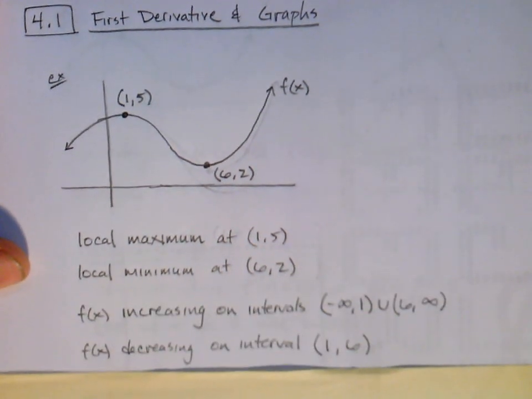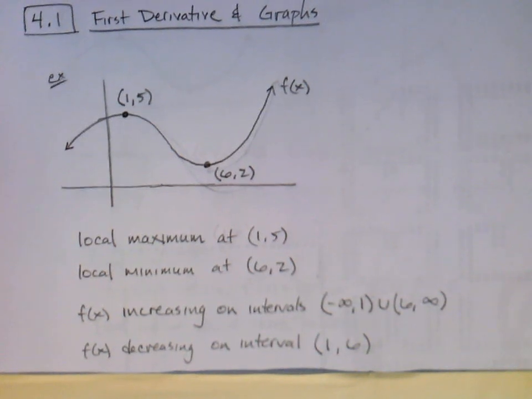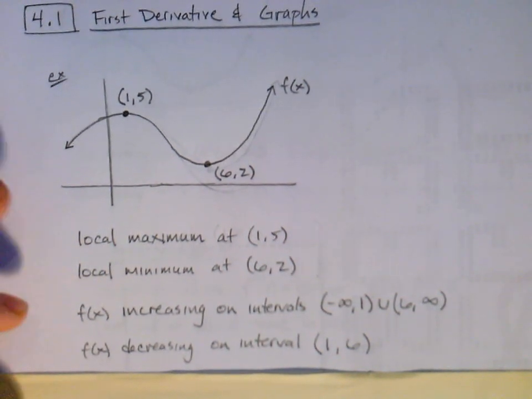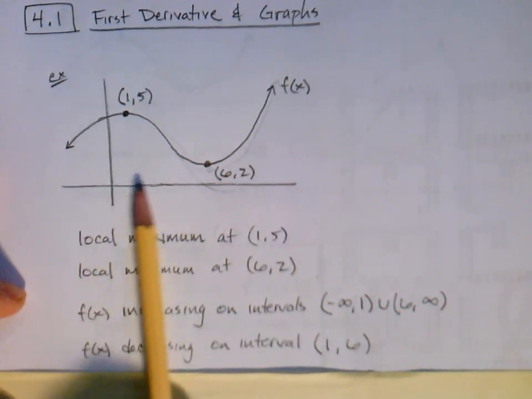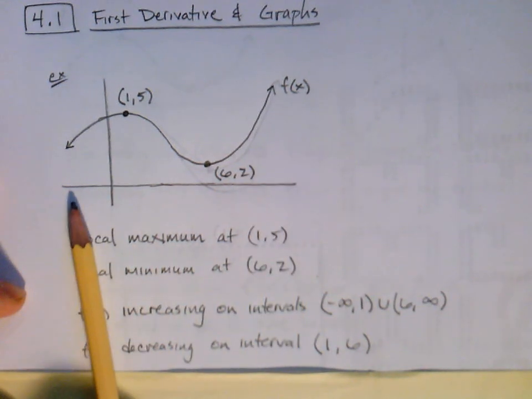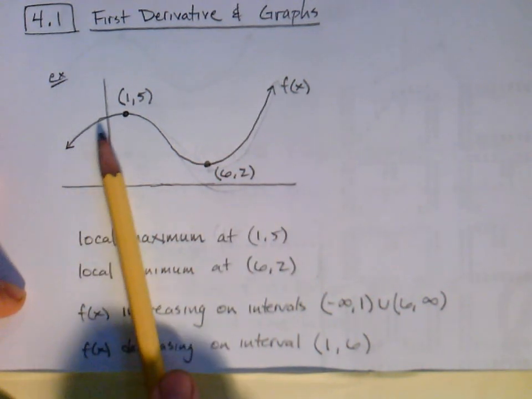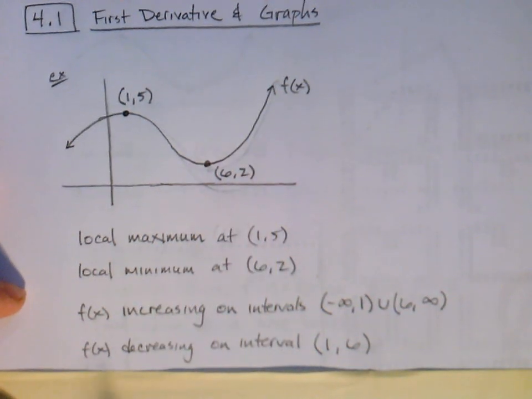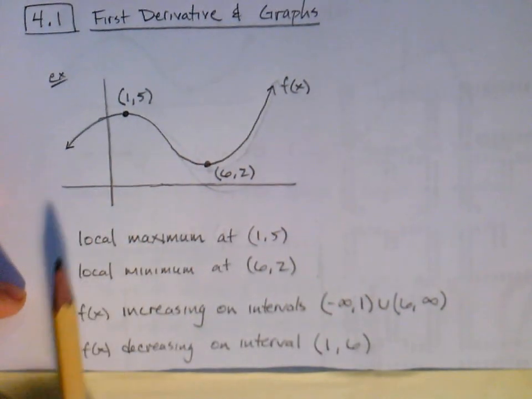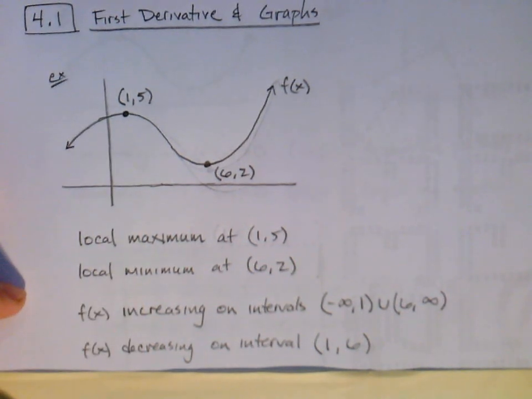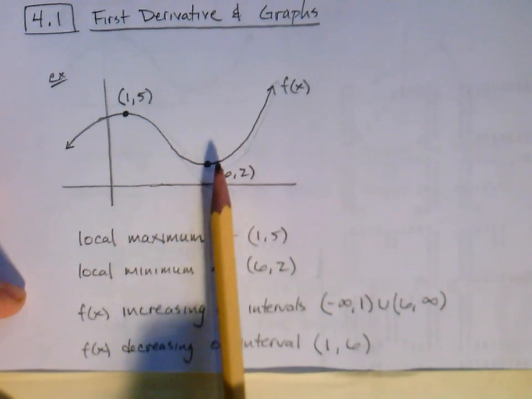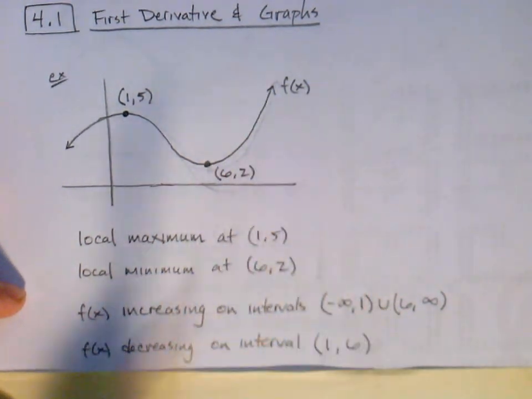What else is there? Increasing and decreasing. Where is the function going up? Where is the function going down? And we always think about it as moving from left to right. So as we get more positive on the x-axis, as we move along from left to right, where is it increasing? It's increasing on the intervals negative infinity to 1. So we're only talking x values here. From negative infinity all the way to 1, it's going up. Union from 6 to infinity. So at 6 and then continuing on from there, it's going up.